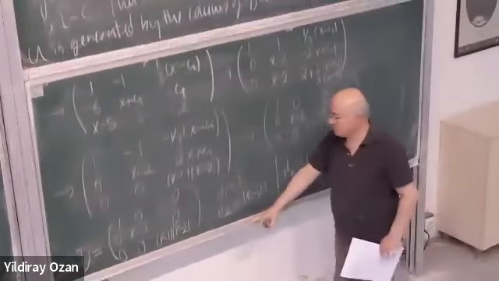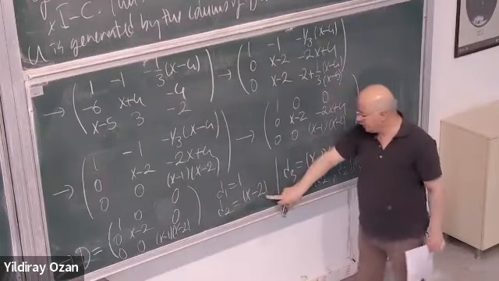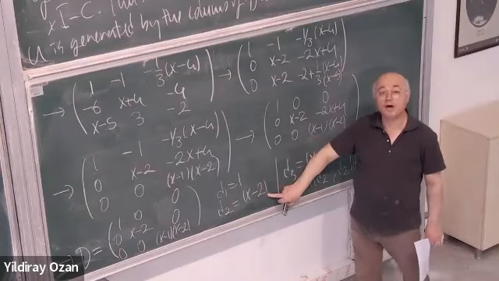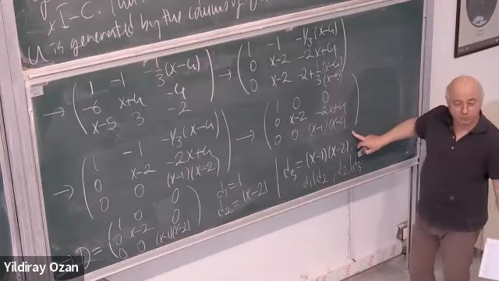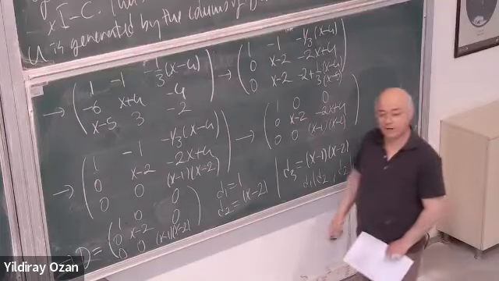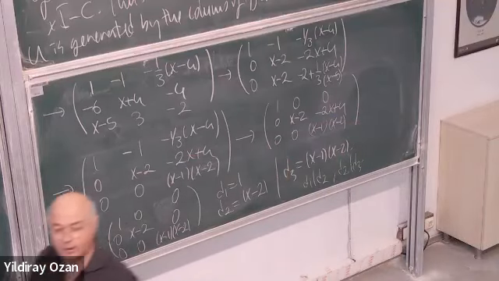Yes, it's here. D1 was this, D2 was this, D3 was this one. This is degree 0, degree 1, degree 2. Sum of the degrees is 3. The dimension of the vector space. Tamam mı?